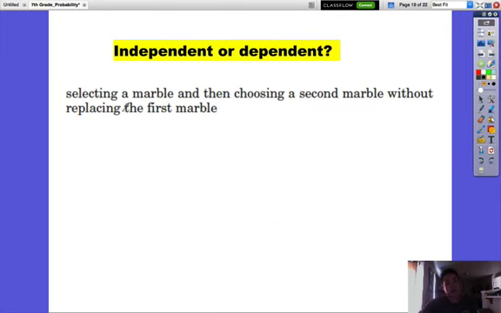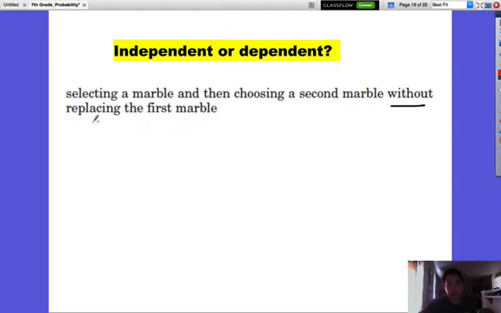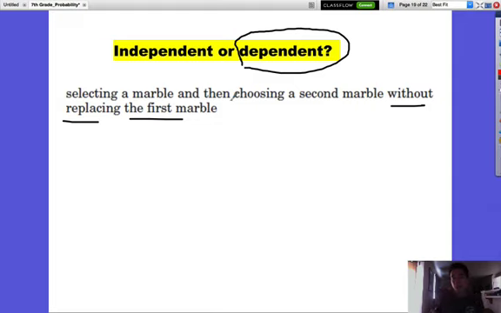Next, selecting a marble, then choosing a second marble without replacing the first marble. That would definitely be a dependent event. Because if I took out a marble and left it out, the total number of outcomes has changed. All possibilities have changed. It went from, let's say, 15 marbles to 14 marbles. Because of the new setup, going from 15 to 14, that is dependent, because the second pull of the marble depends on what you pull out the first time. So that would be a dependent event.